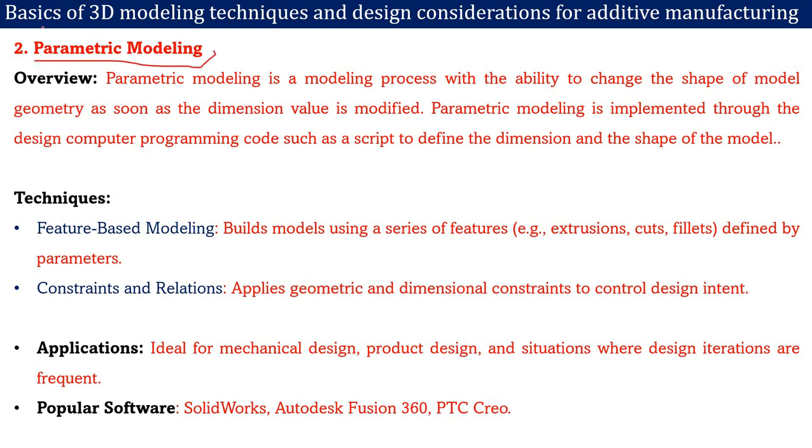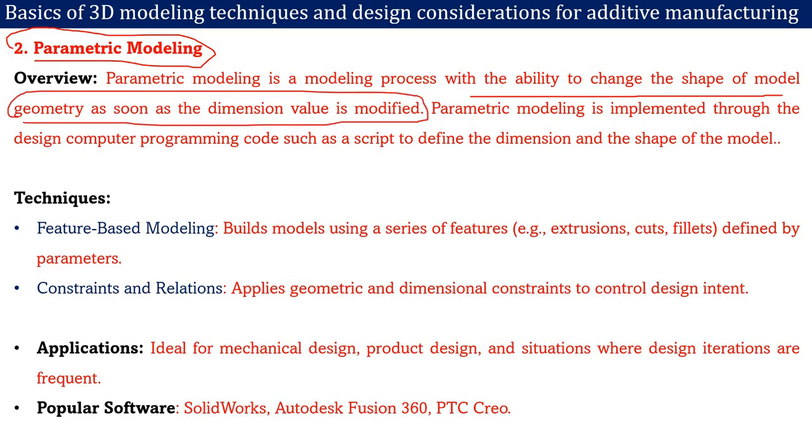The second type of 3D modeling is called parametric modeling. Parametric modeling is a modeling process with the ability to change the shape of the geometry as soon as the dimension value is modified. So this is very important. If at some stage of the development of your 3D model you want to change some value, the same effect will not be implemented on the other dimensions. That means if I change 1 mm here, the other dimensions will remain unaffected. Later, if I want to change this 1 mm to 5 mm, this will increase, but the rest will remain the same. So that is called parametric modeling.